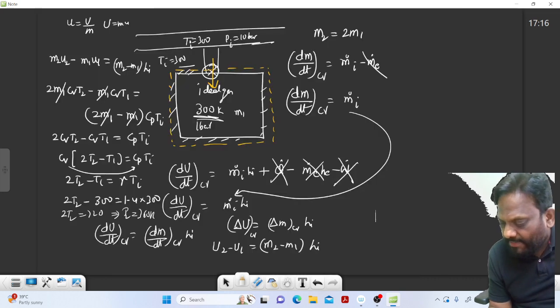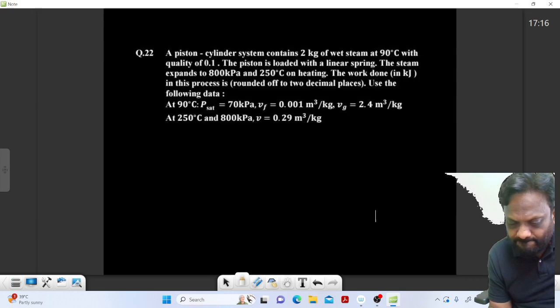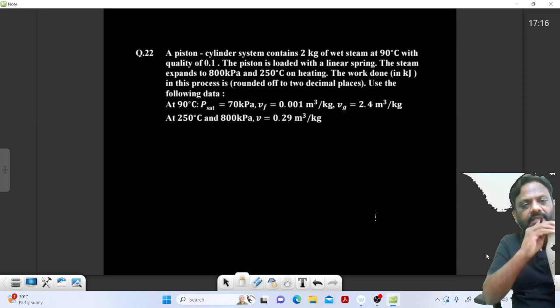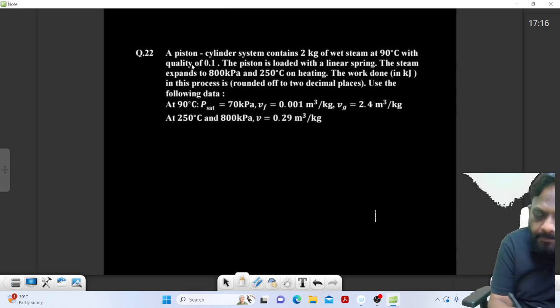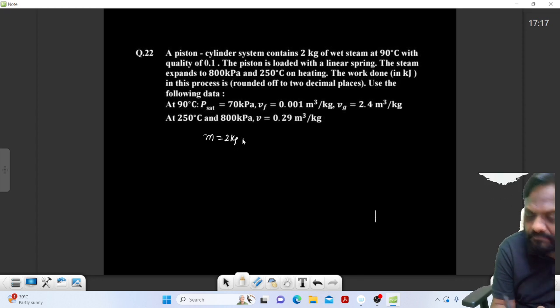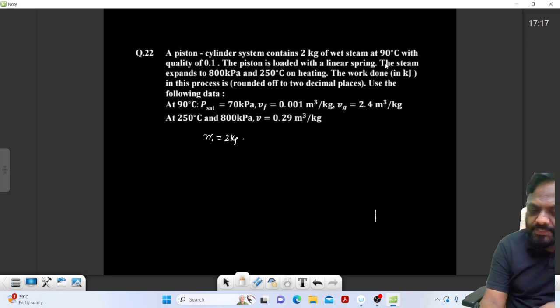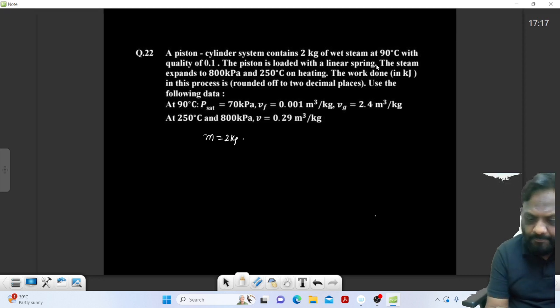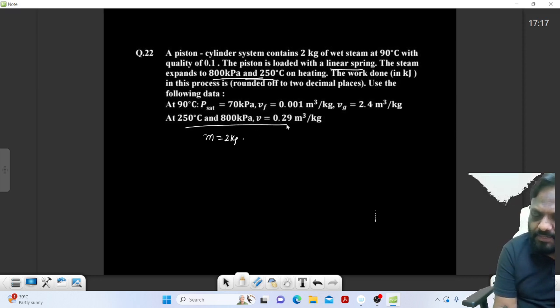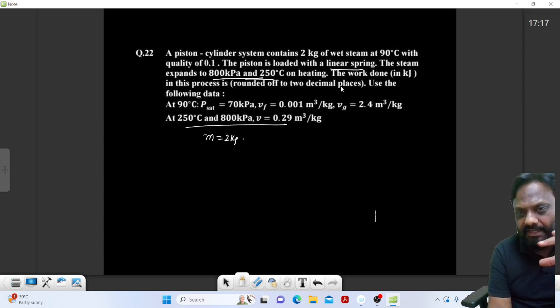Last question, sirs. Read the question once. A piston cylinder contains 2 kg of wet steam at 90 degrees with quality. Initially, it is in the wet region. Now, it is loaded with a linear spring and the steam expands to 800 kilopascal and 250 degrees. On heating, we are heating.